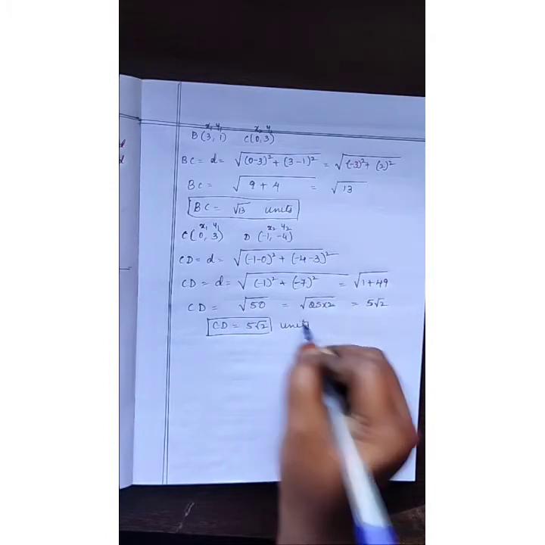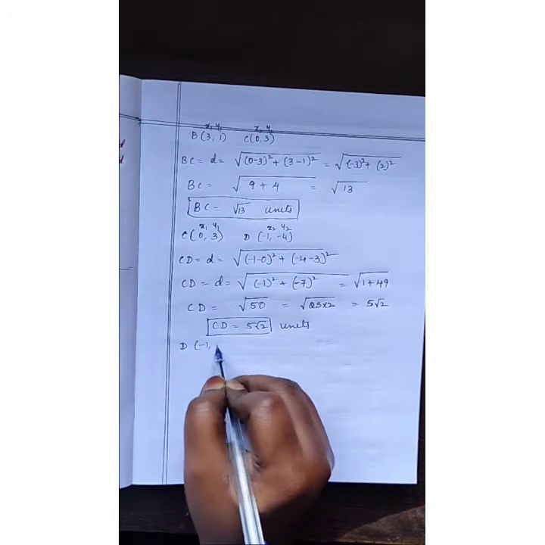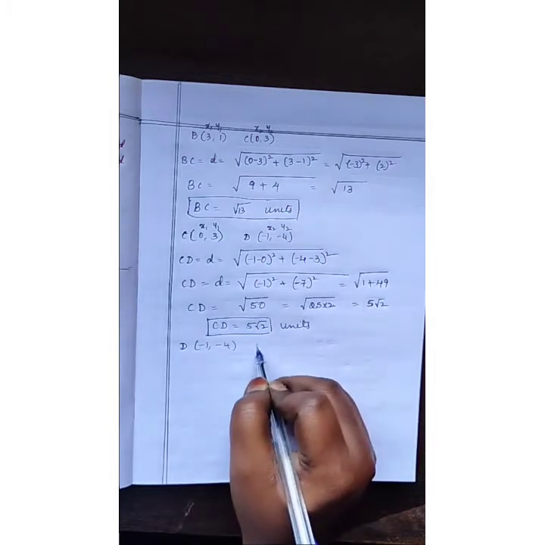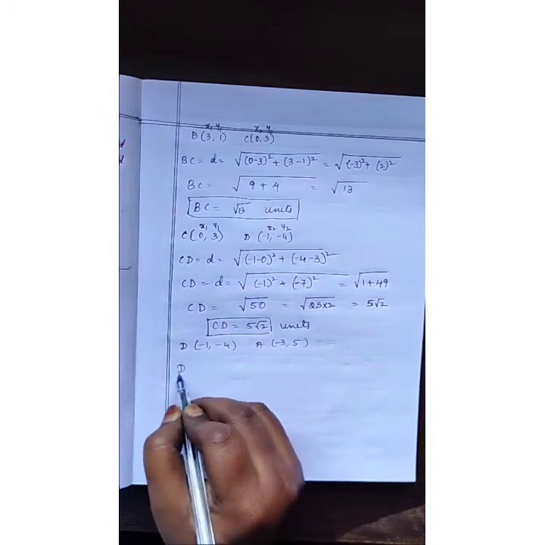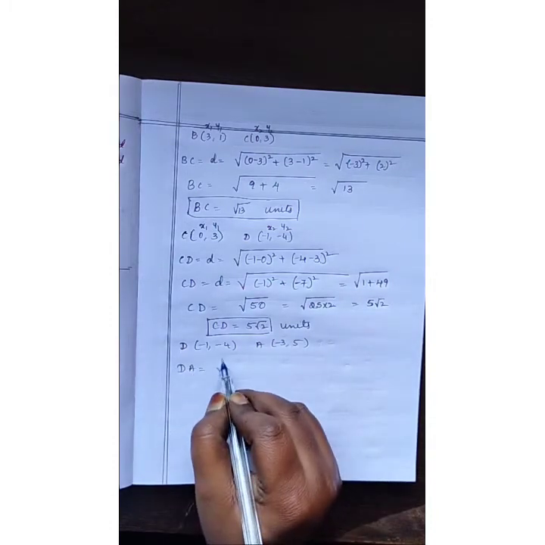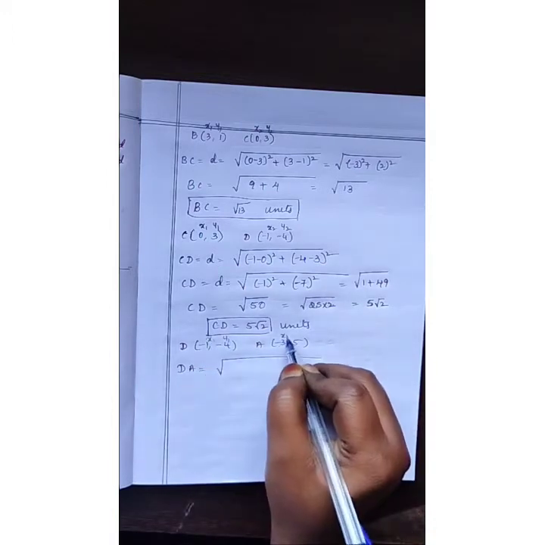Next we'll check for DA. D point value is (-1, -4) and A point is (-3, 5). Now substitute all these values in the distance formula. Consider this as x1, y1, and this as x2, y2.